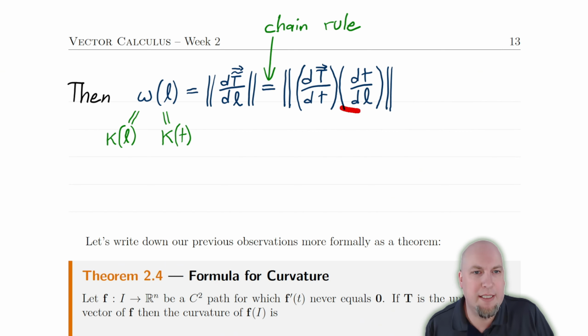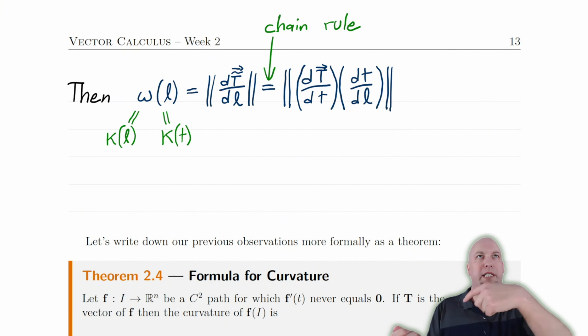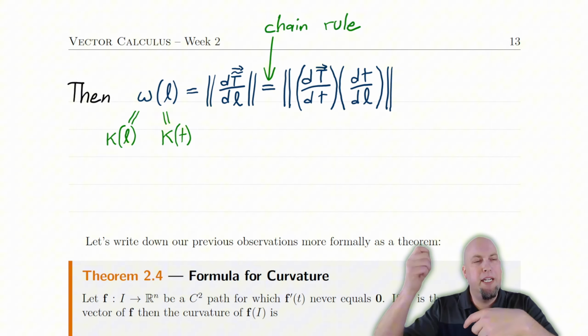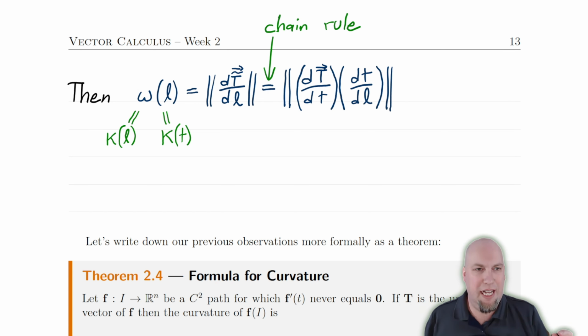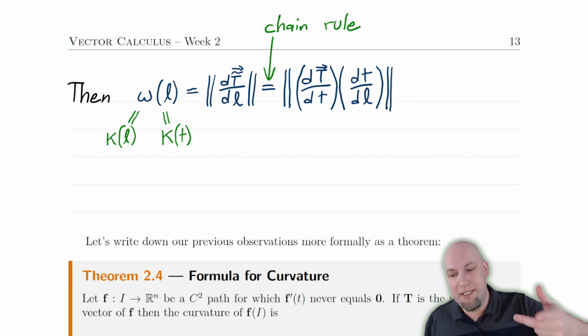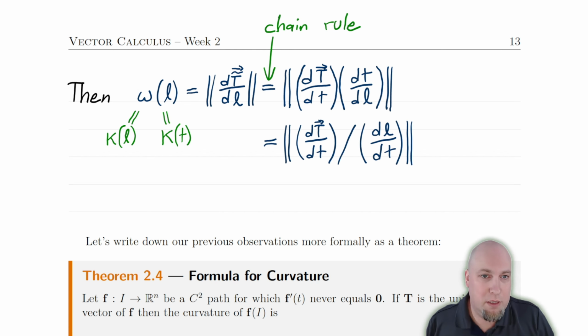To compute this, I would need to know t as a function of L and then take the derivative of it. If we think back to when we did parameterization by arc length, computing t as a function of L was that annoying thing where we had to invert a function. That's exactly the step that we're trying to avoid, because that's the step that you often can't do in practice, at least not explicitly. So what I'm going to do is flip this around.